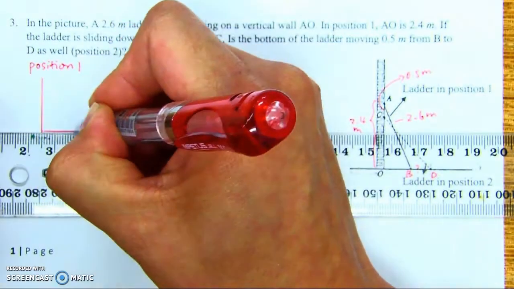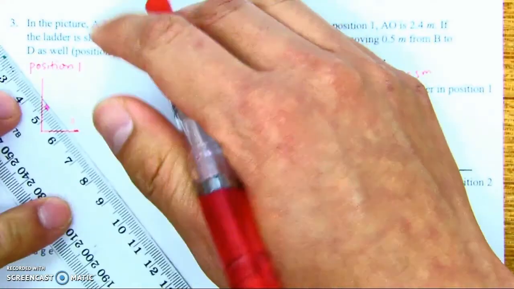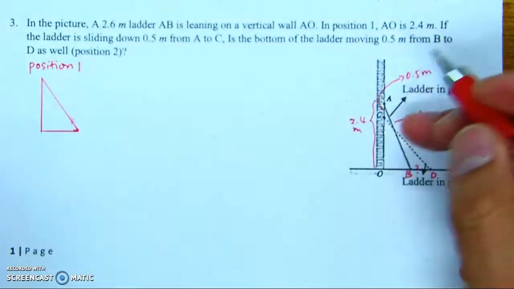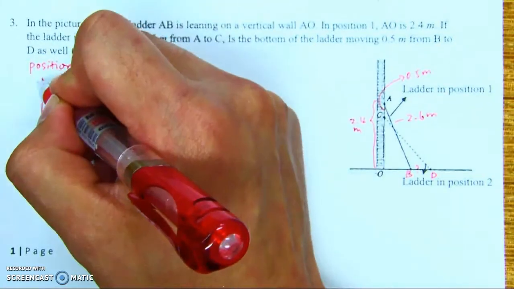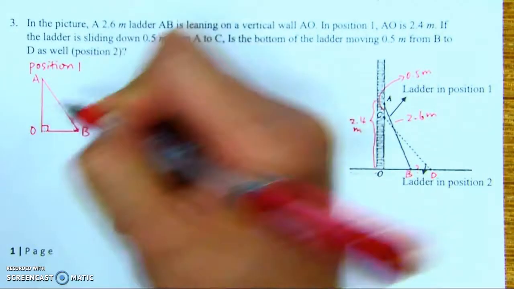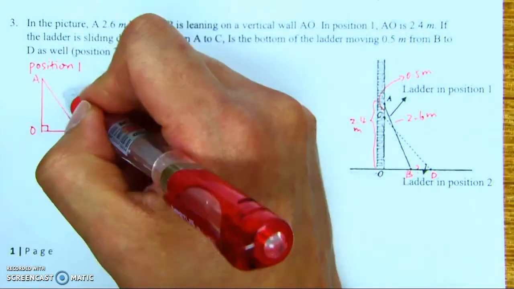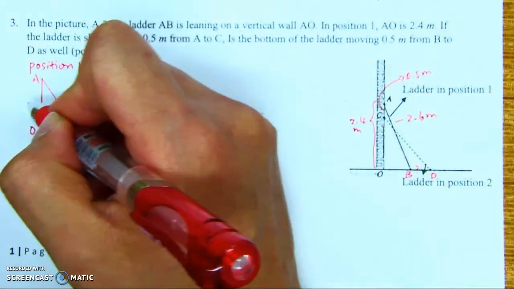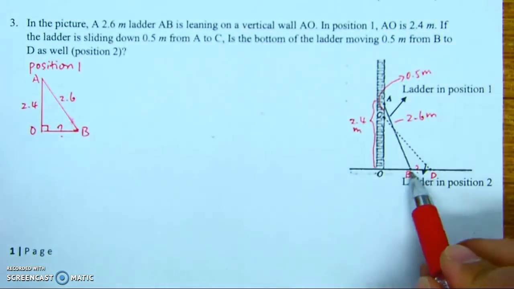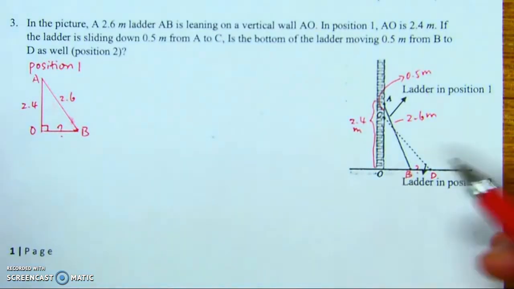Right angle triangle. So we label A, O, and B. And angle O is a right angle. Okay, so AB is 2.6, AO is 2.4, and we need to work out OB because we want to know BD, so we need to know OB first.